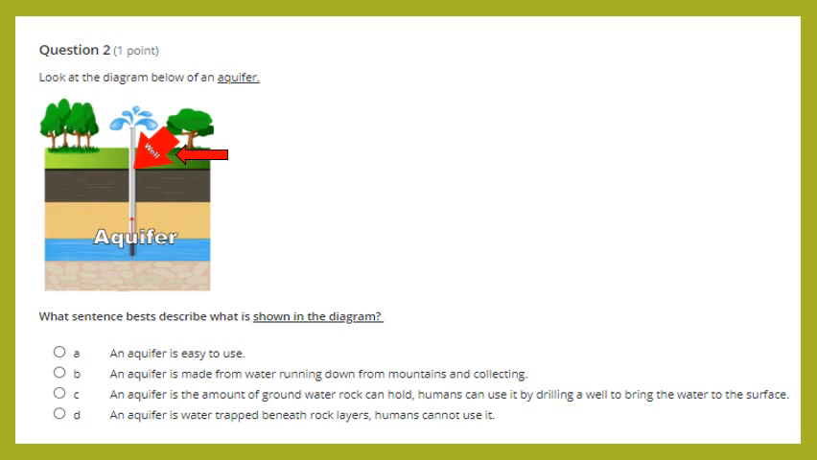So again, my hint for you is if it's not shown in the diagram, you can't pick that answer. So I would get rid of letter B again because I don't see any mountains in the diagram. Listen, letter B is correct, but if I'm using that diagram to answer the question, I can't choose B because there's no mountain and I don't see water flowing down.